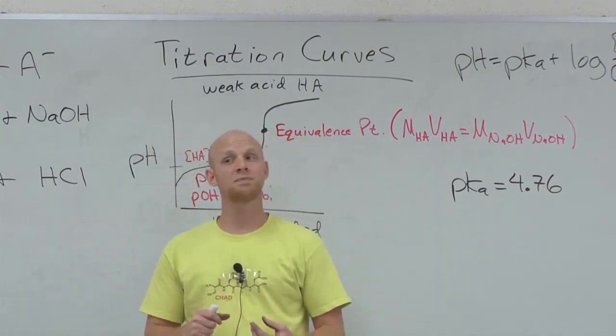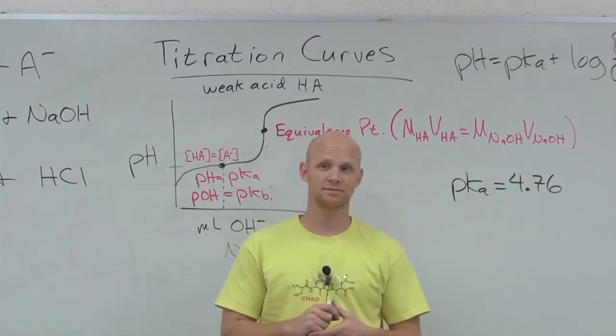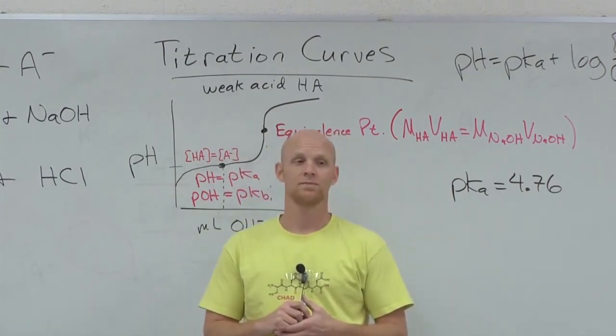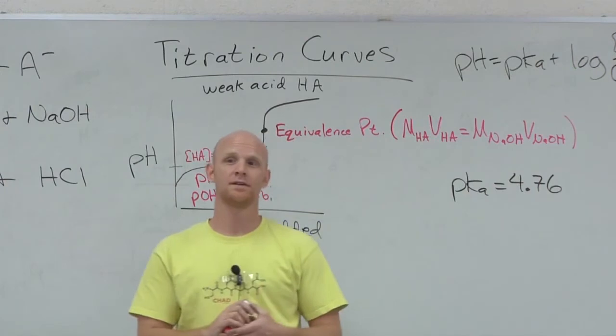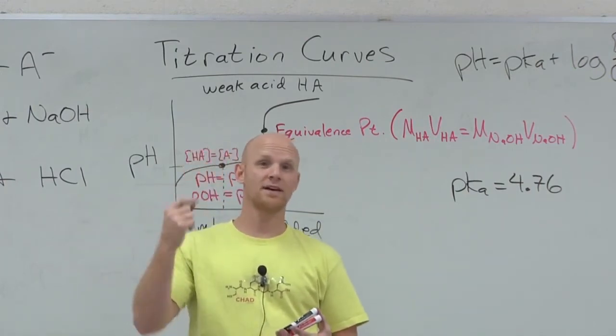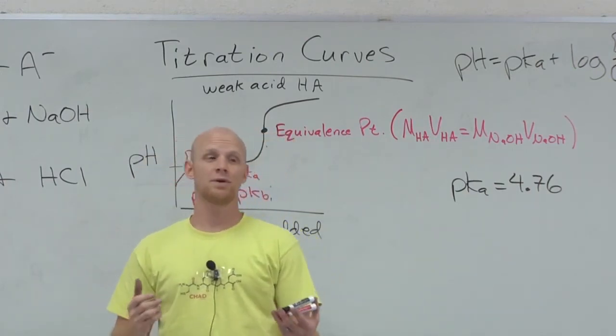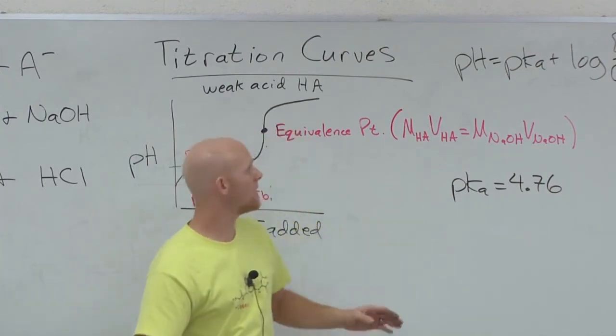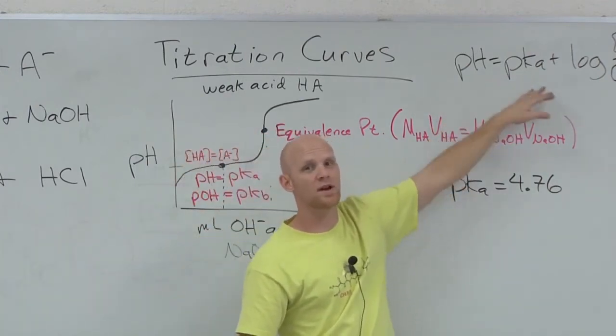How much more acidic is pH 5 than pH 7? 100 times. 2 powers of 10. So every pH unit is a power of 10. So 2 pH units, 2 powers of 10. 3 pH units, 3 powers of 10. But it also works like this in the Henderson-Hasselbalch. We can get another thing out of this.